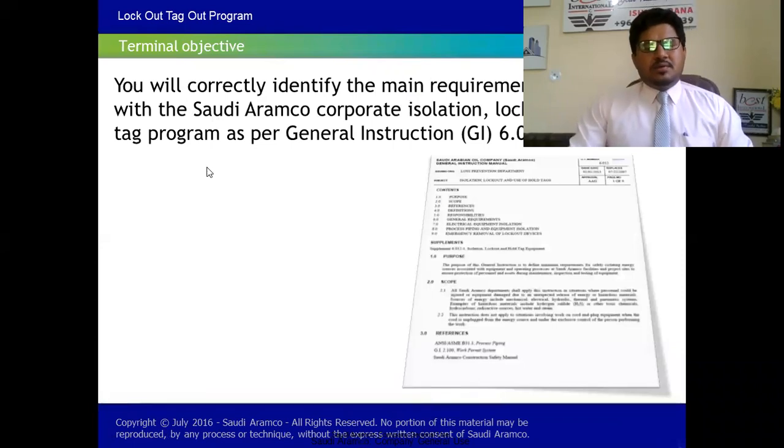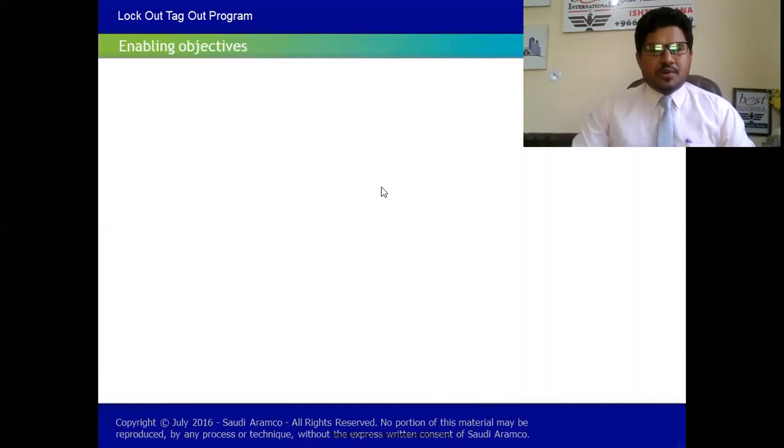So what's the key objective of this module? That you will correctly be able to identify the main requirements to comply with the Saudi Aramco corporate isolation, lockout, and hold tag program as per GI 6.012. So 6.012 is relevant to this particular lockout tagout program.